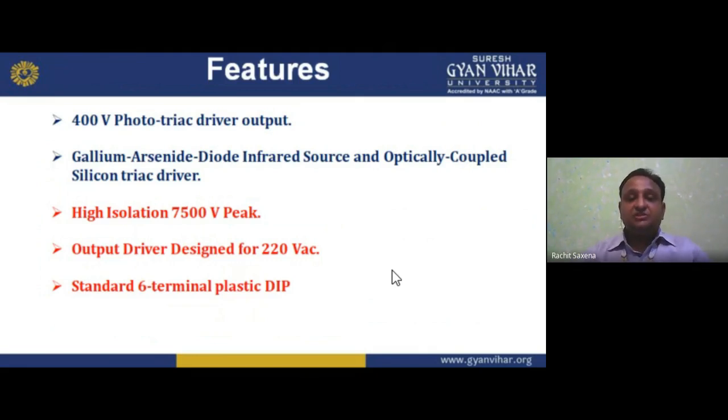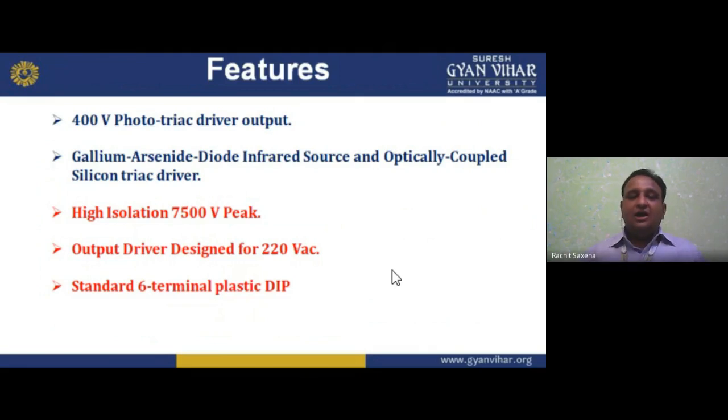That is the features of it. 400-volt photo track driver output. It works like this: a gallium arsenide diode infrared source and an optically coupled silicon track driver.